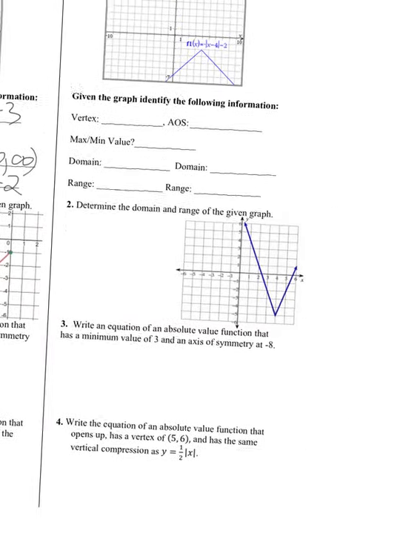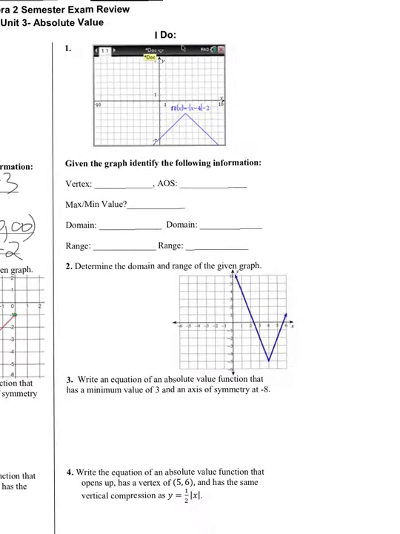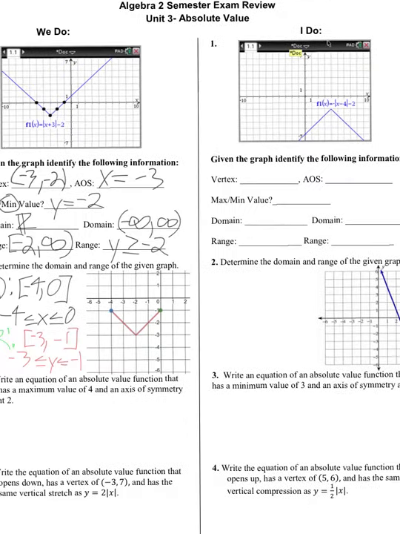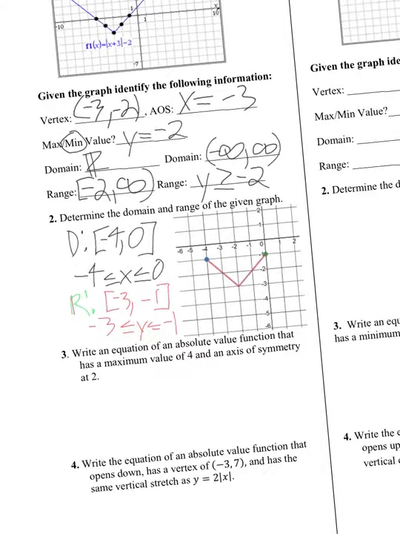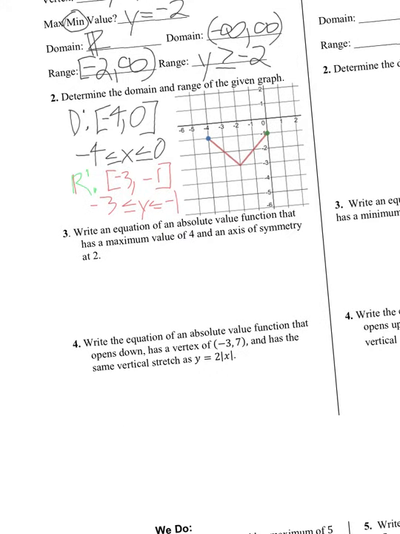I will tell you that on the you do part, 1 and 2, they're not restricted domains, okay? So pay attention to see if it's restricted. Most of the time it's not restricted, so most of the time you can just put all real numbers. So when in doubt, go with that. But this is what it'll look like when it's restricted because it's not going off the graph.